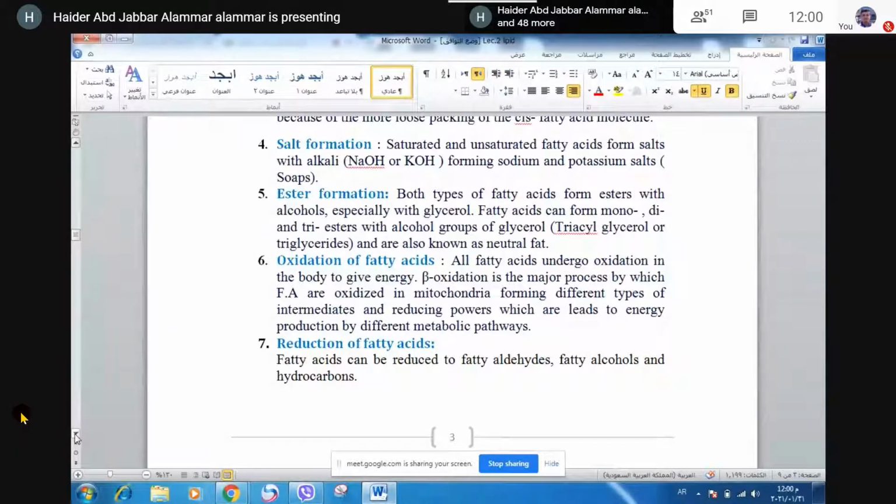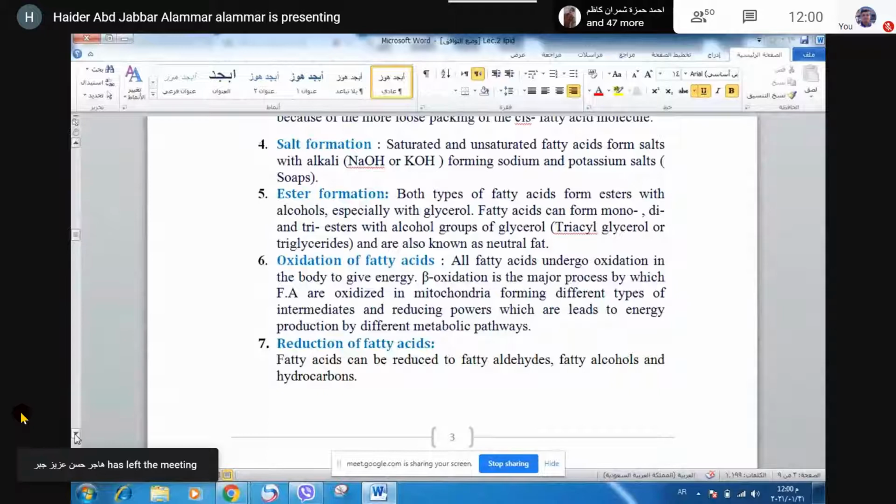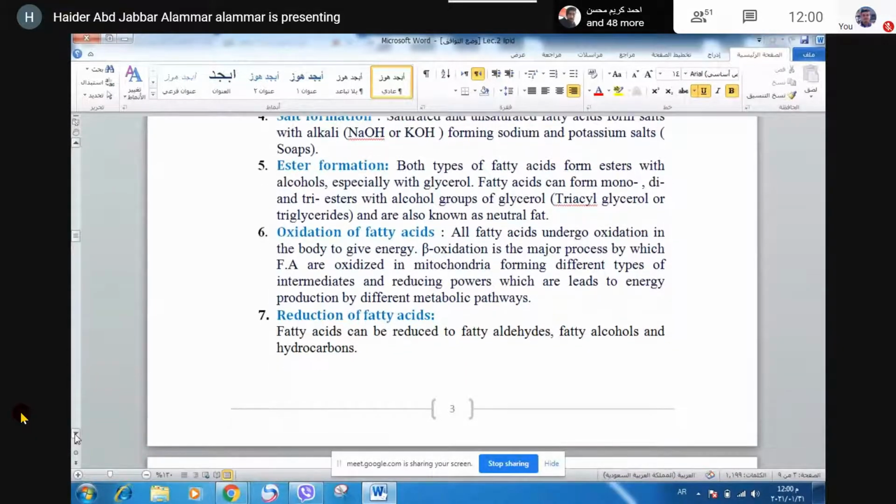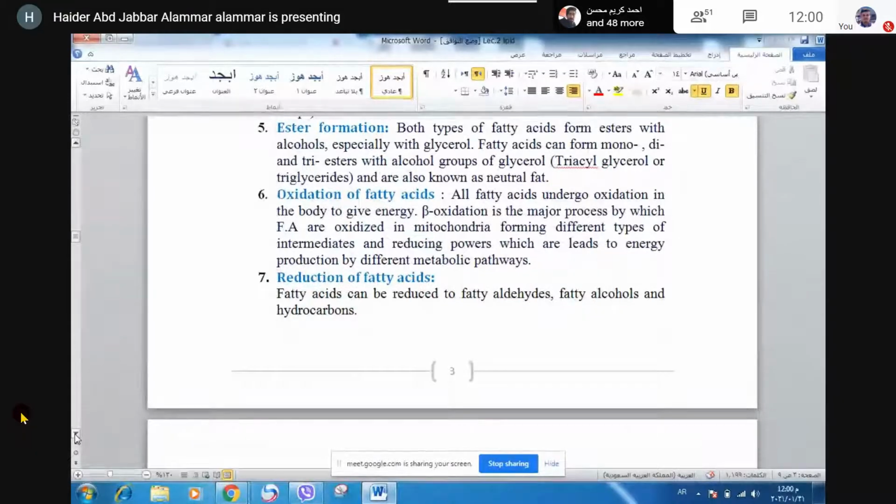And the last property in this lecture is the reduction of fatty acids. You have to know that fatty acids can be reduced to fatty aldehydes and fatty alcohols, and there are other types of reduction. Here I just mentioned two types of reduction.